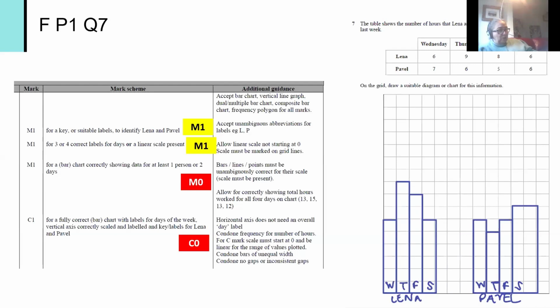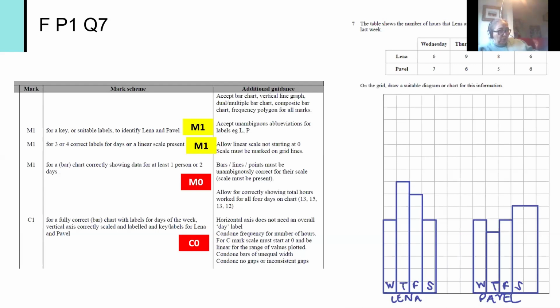And the bars don't have to be equal width. And I know for some of you that might irk you, but we condone bars of an equal width. We also can condone where there's no gap or inconsistent gaps. And again, you might go, no, I want them to have equal width, I want them to have equal gaps if they've got gaps. That is entirely up to you, but knowing how it works in reality.